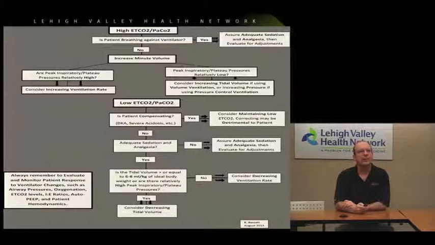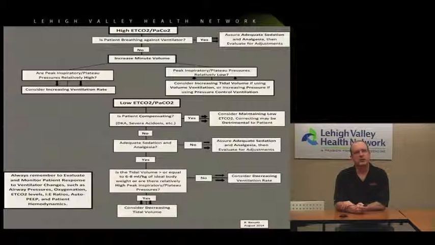So, if the patient's not breathing against it, and we want to increase our minute ventilation, we can do that by increasing our rate or our volume. As far as changing, you might want to consider changing the rate if their inspiratory pressures are already high. So if you have somebody that has especially a plateau pressure that's high, but you need to increase their minute volume, you might want to go to the rate.